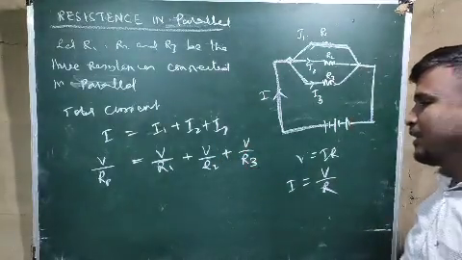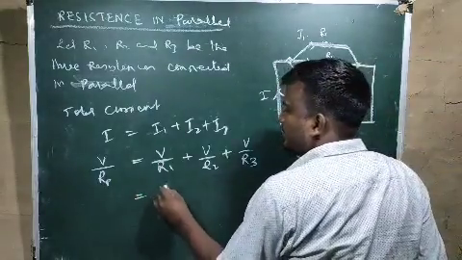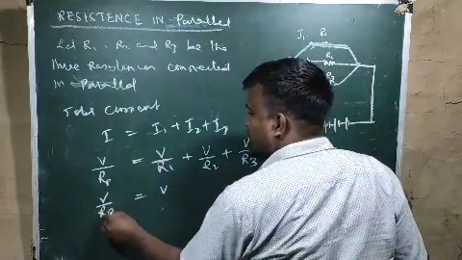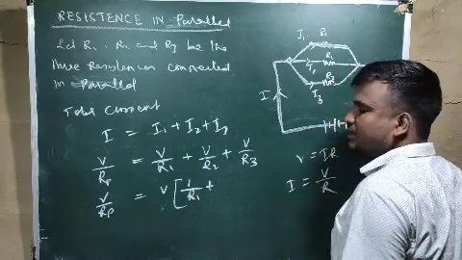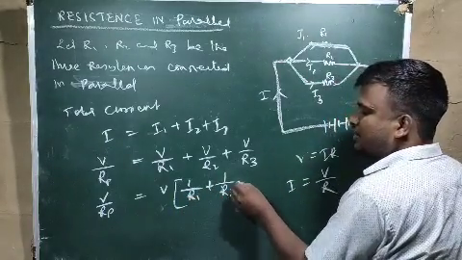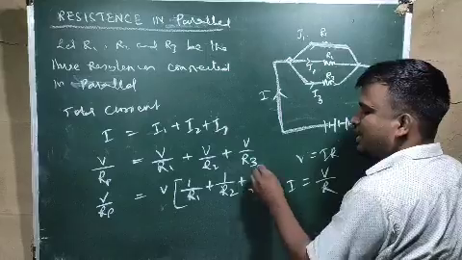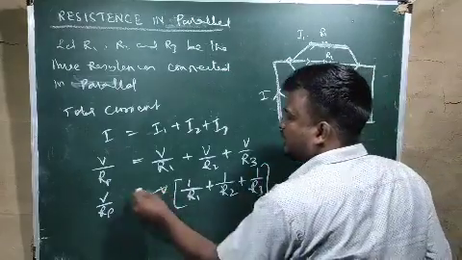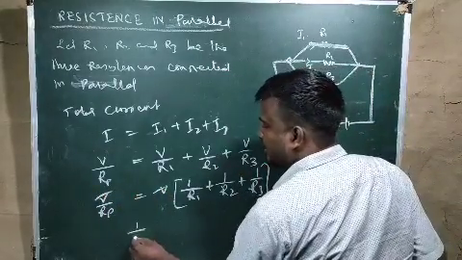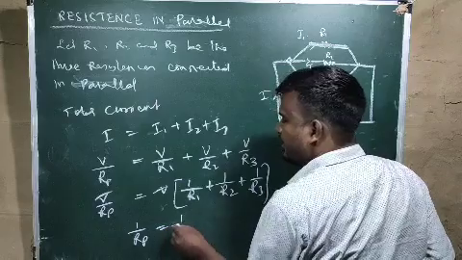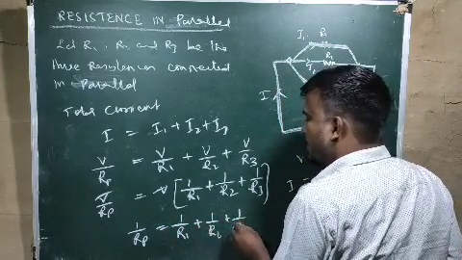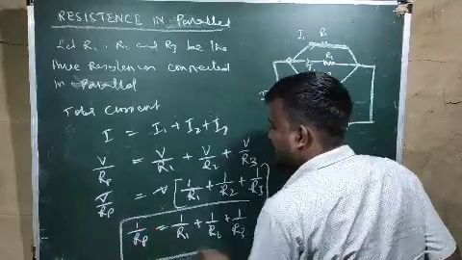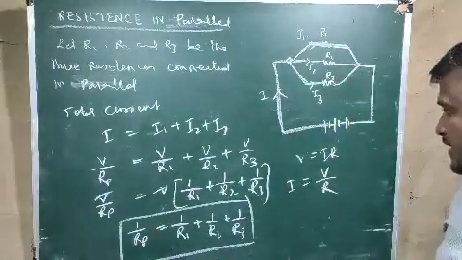Now if I take V common here, V by RP, what is the remainder? 1 by R1 plus 1 by R2 plus 1 by R3. This V and V will get cancelled. The result will be 1 by RP equal to 1 by R1 plus 1 by R2 plus 1 by R3. This is the parallel combination of resistances.